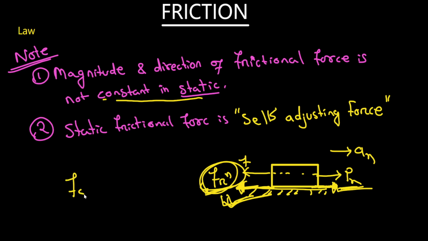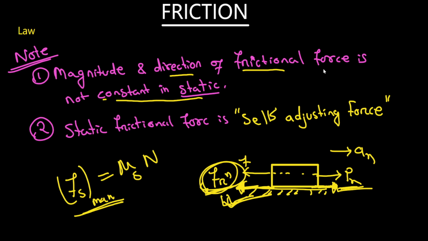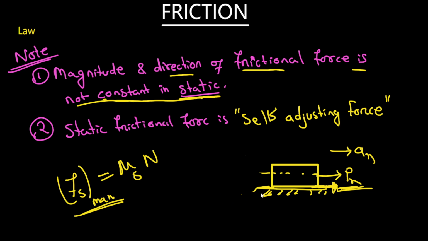We see the static friction maximum value is equal to mu s into N. This is the maximum value in static. He is saying the magnitude and direction of the frictional force is not constant in the static case. You should not memorize this, but you got the idea that the frictional force is tangential to the contact surface. So it will be collinear to the force in the direction of possible motion, because that one is also in the direction of possible motion, and motion we know is always along the contact surface.